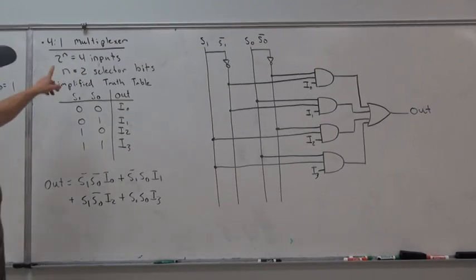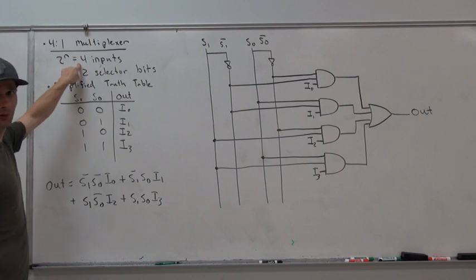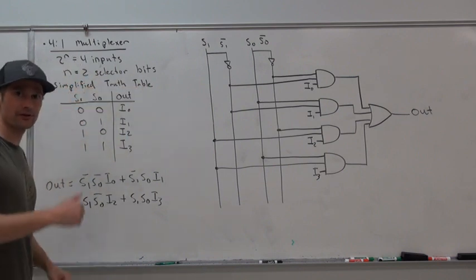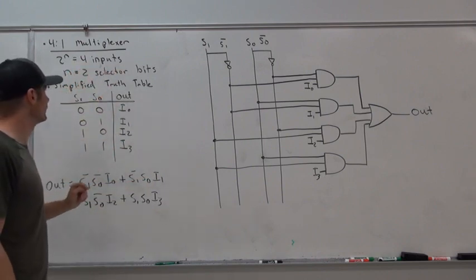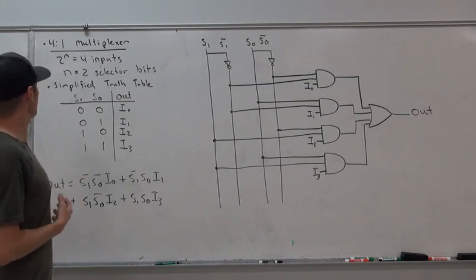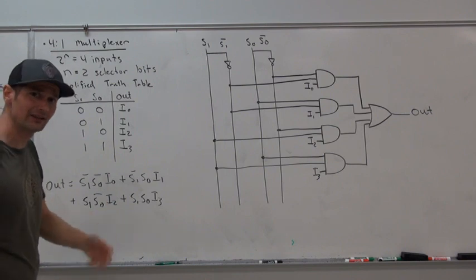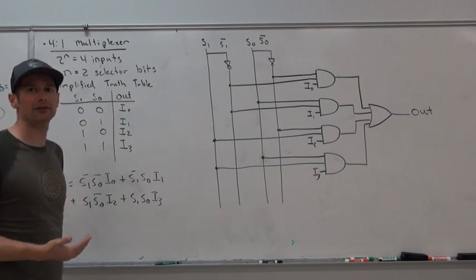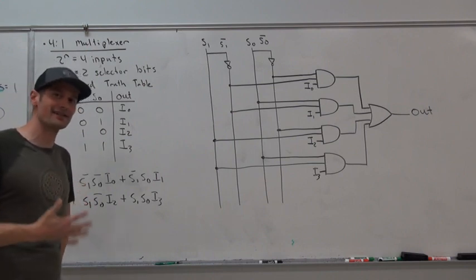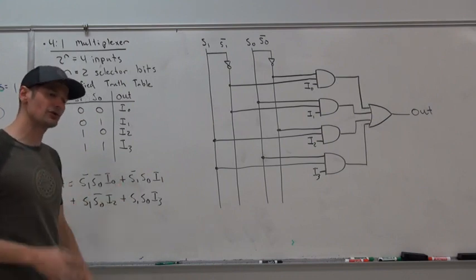All right, guys. So 4-to-1 multiplexer. That means 2 to the n is equal to 4 inputs. Therefore, n has to be equal to 2 selector bits, because 2 to the second power is equal to 4 inputs. Now, if we have 4 inputs and 2 selector bits, that means we technically have 6 inputs. And I don't want to write out 2 to the 6 different lines within the truth table. That's a huge truth table.